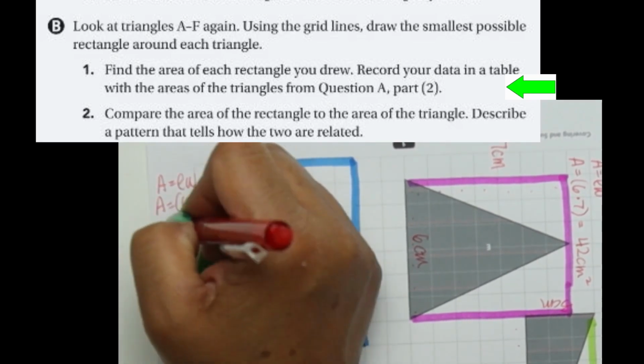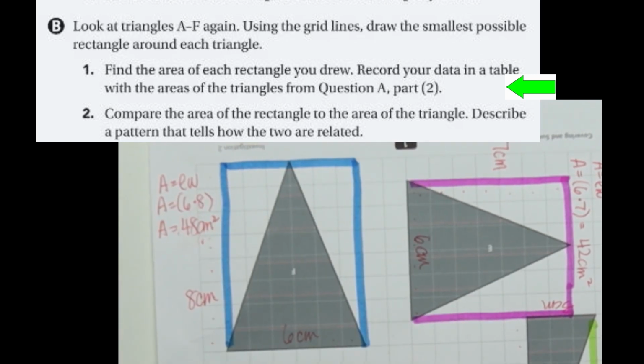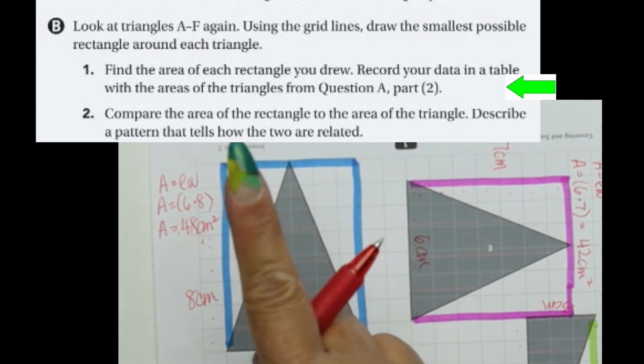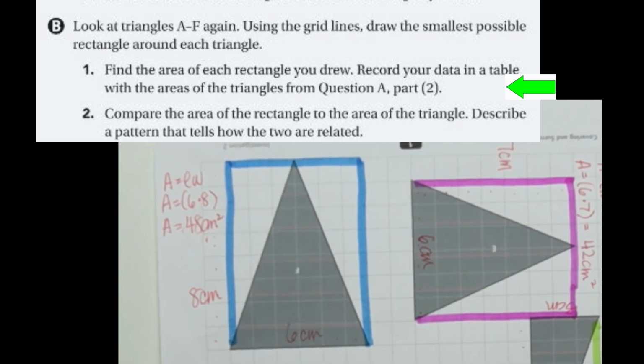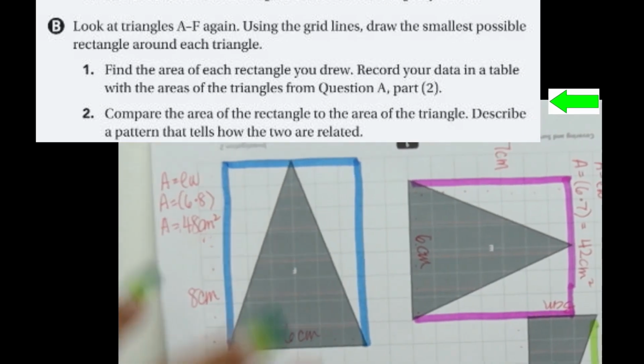Area equals 48 centimeters squared. All right, so look at B1 above the paper, right above here. It says to find the area of each rectangle you drew, record your data in a data table with the areas of the triangles from part A, question A, part 2. And then we're going to compare the area of the rectangle to the area of the triangle, describe the pattern that tells you how to record all of the information.